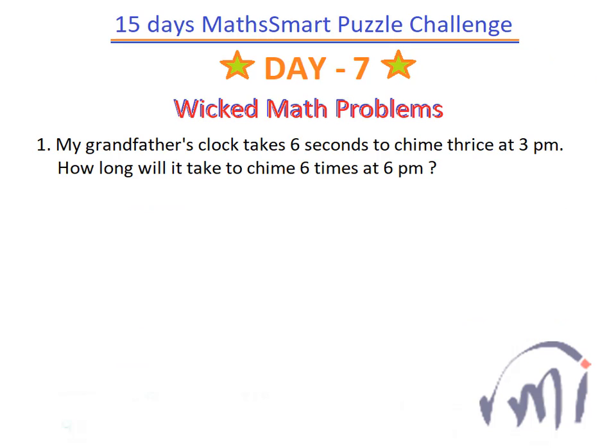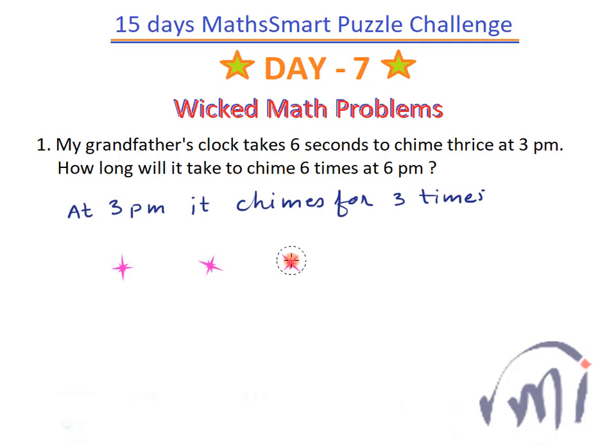So problem number 1 is: my grandfather's clock takes 6 seconds to chime thrice at 3 p.m. How long will it take to chime 6 times at 6 p.m.? So at 3 p.m. it chimes 3 times. That means 1, 2 and 3, and it takes a total of 6 seconds to chime, and there are a total of 1 and 2 gaps between 3 chimes. So the duration of one gap is equal to 6 by 2, that is, 2 ones are 2, 2 threes are 6, 3 seconds.